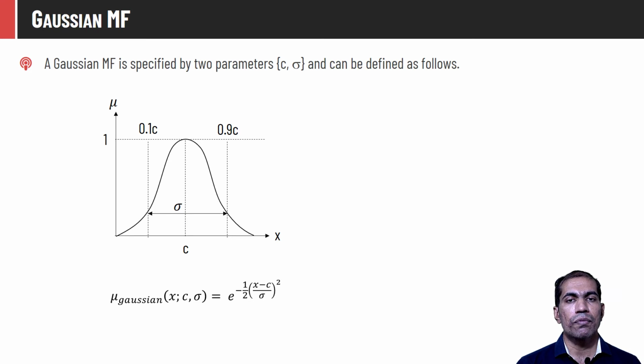The Gaussian membership function is described by two parameters, the mean of this distribution and the spread of the distribution, that is by c and sigma.